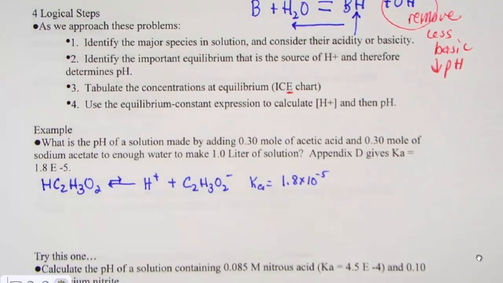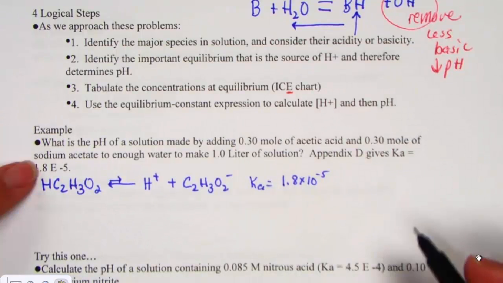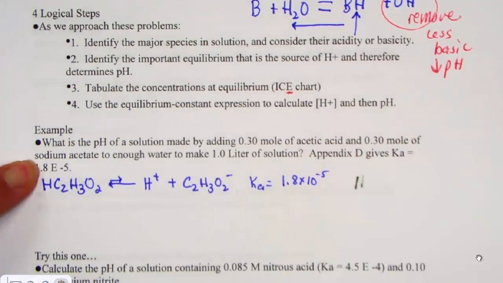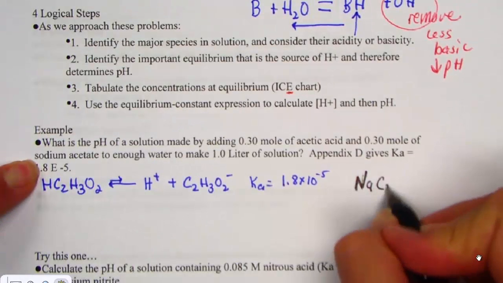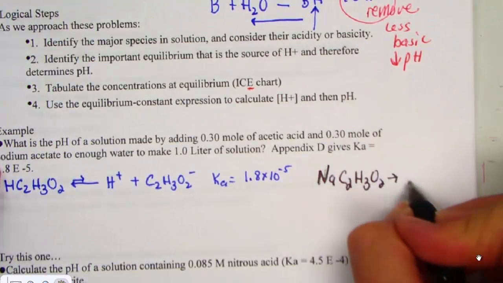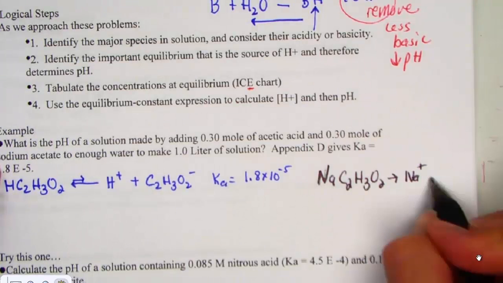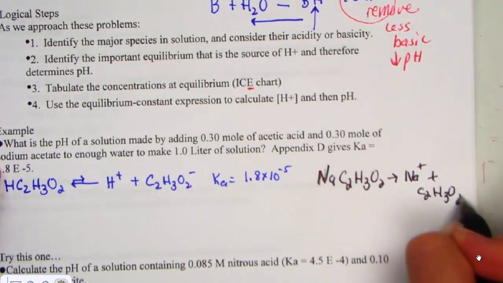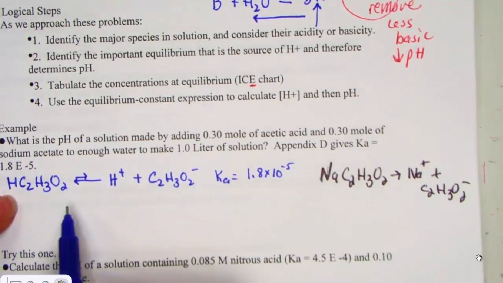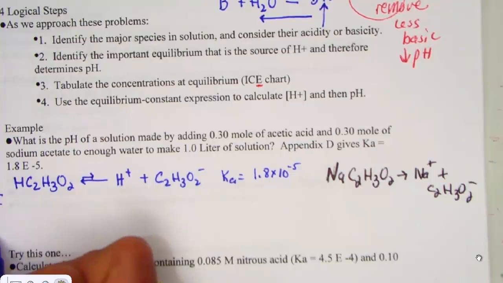But we also have a competing reaction. Into the same solution, we have sodium acetate. Now this is a salt, and the very definition of a salt says 100% of it is going to ionize. It's going to give us sodium ions and acetate ions. There's no equilibrium for a strong electrolyte. It 100% dissociates. But there is an equilibrium for the acetic acid.